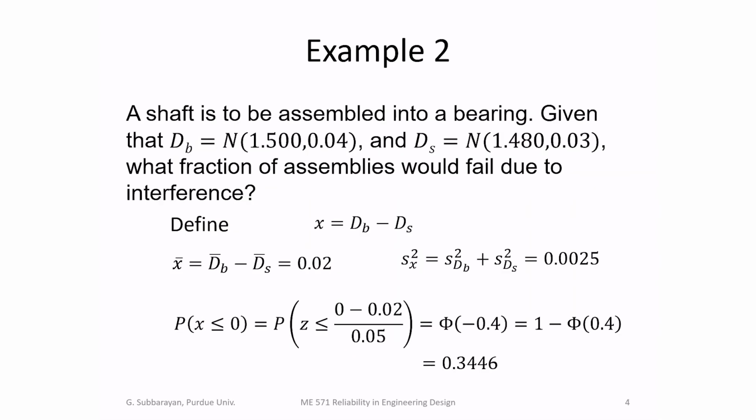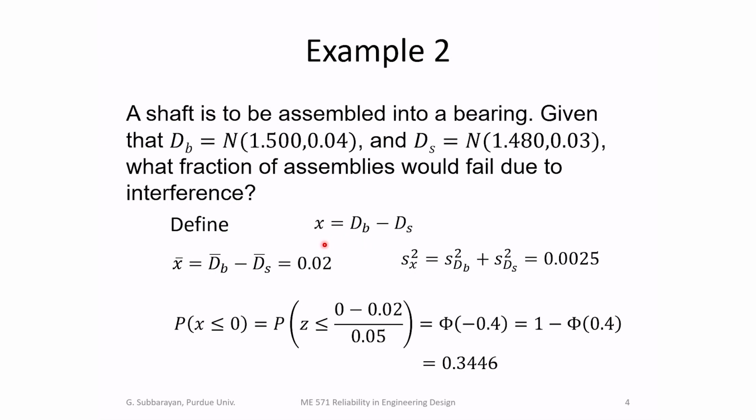Let's go on to the second example, which is our bearing example that we did previously for expectation and variance. Now we'll do it for a normal distribution. Let's assume that a shaft is to be assembled into a bearing, and given that the diameter of the bearing is normally distributed with a mean value of 1.5, standard deviation of 0.04, and the shaft dimension is also normally distributed with a mean value of 1.48 and standard deviation of 0.03. What is the fraction of assemblies that would fail due to interference?